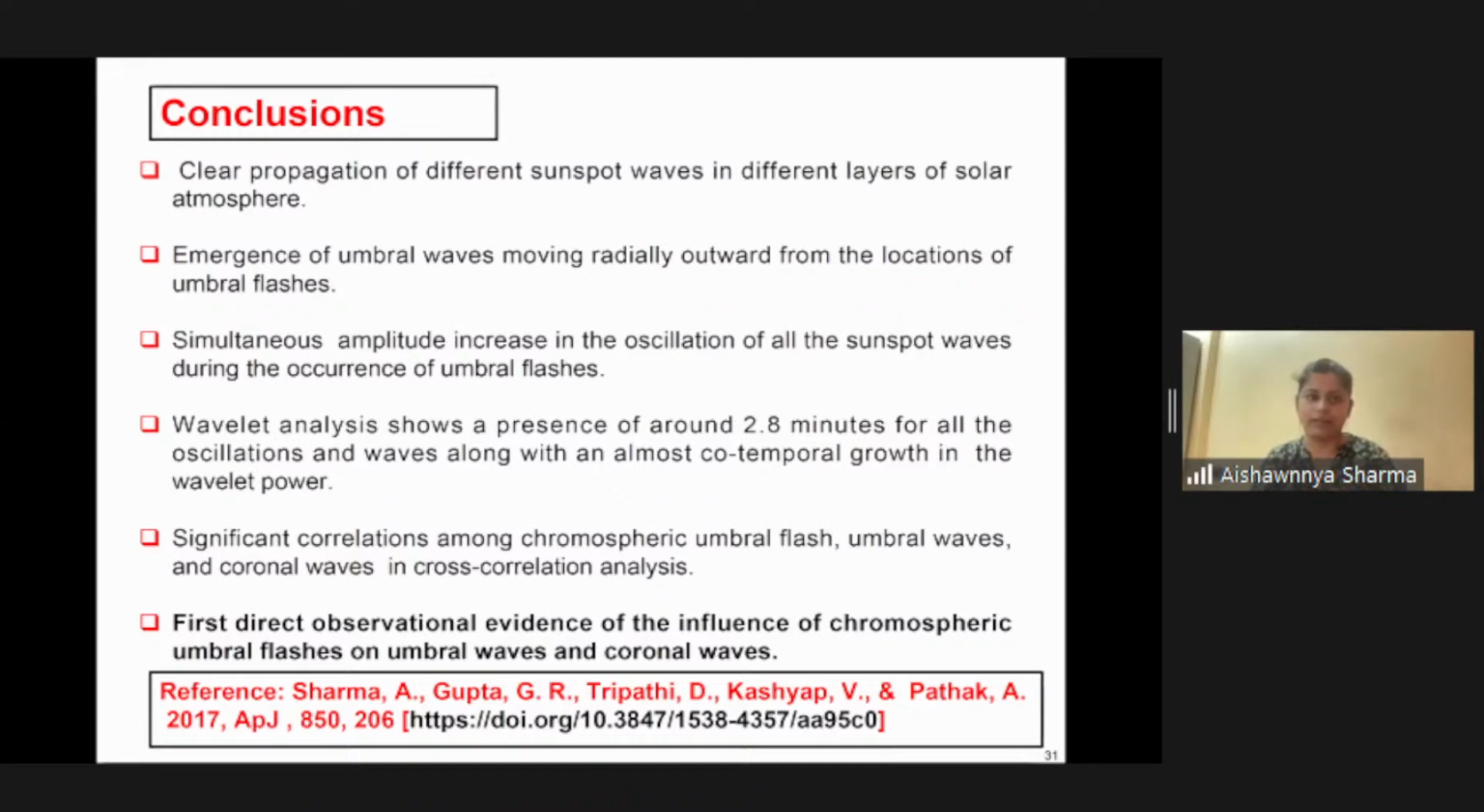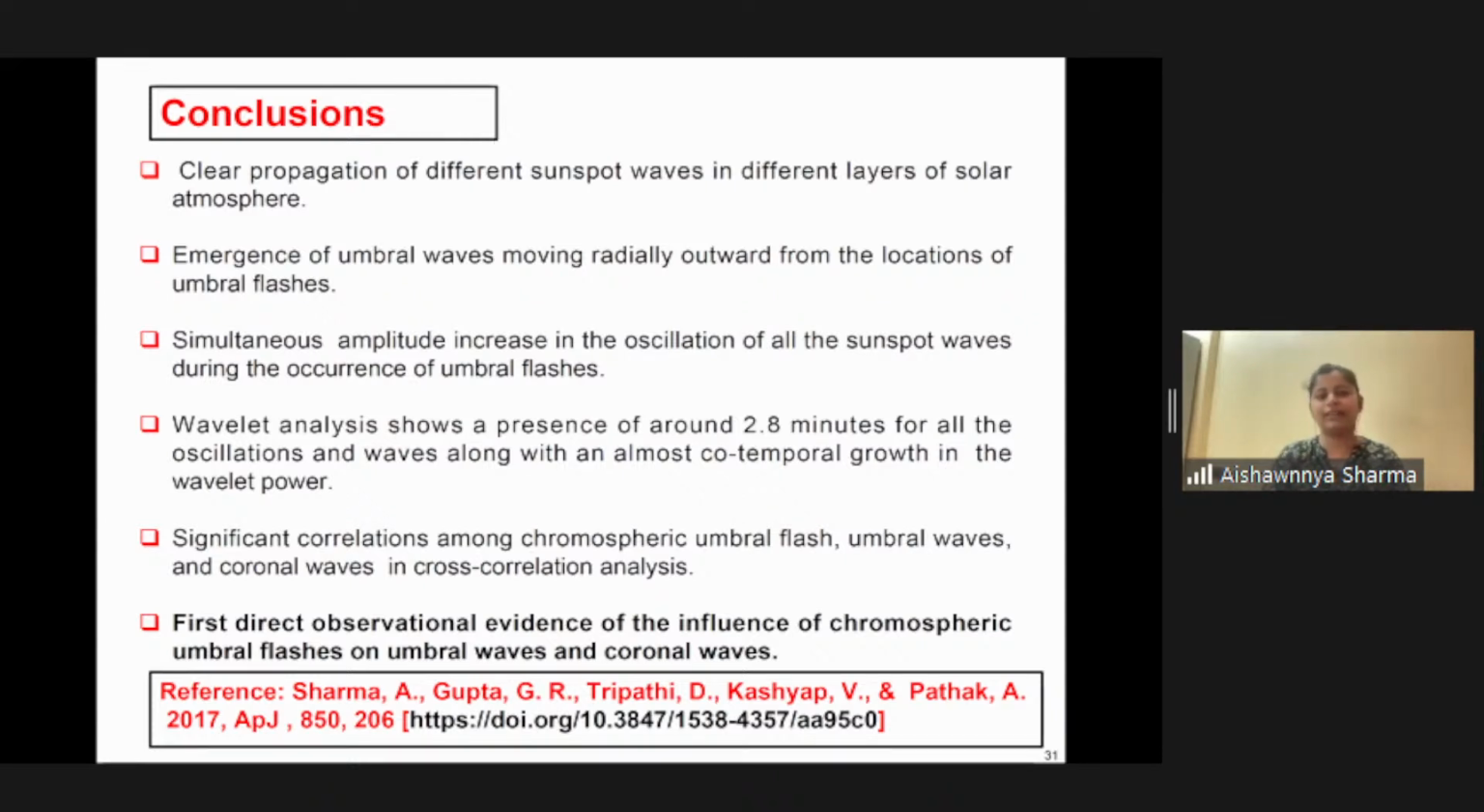when the flashes were happening. And finally, in this fifth conclusion, we found significant correlation among chromospheric umbral flash, umbral waves, and coronal waves in cross correlation analysis. We have performed cross correlation analysis, and we have found they are correlated very well. The correlation coefficients we found to be more than 0.5.